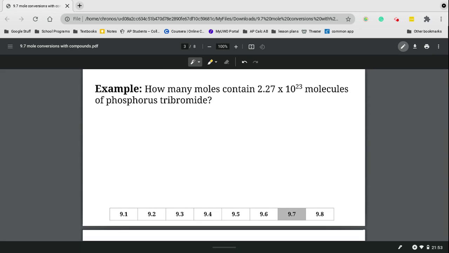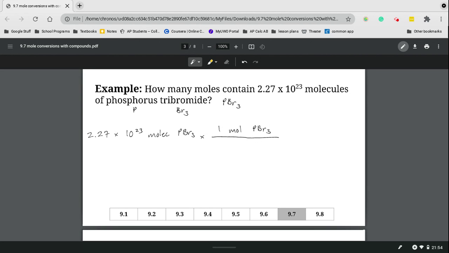How many moles contain 2.27 times 10 to the 23rd molecules of phosphorus tribromide? We know from the name that that's P, phosphorus, tribromide, Br3. So we'll be working with PBr3. And we're given 2.27 times 10 to the 23rd molecules PBr3. And we're going to have to get to 1 mole because we're converting to moles. PBr3.